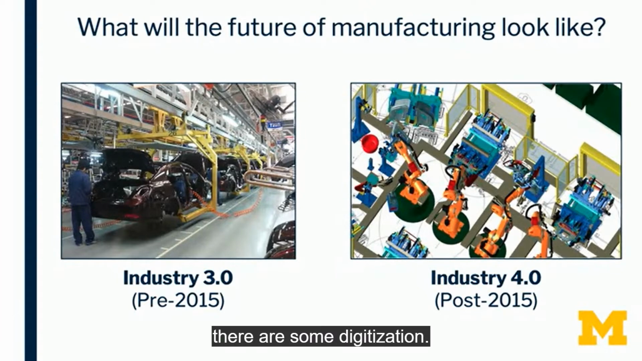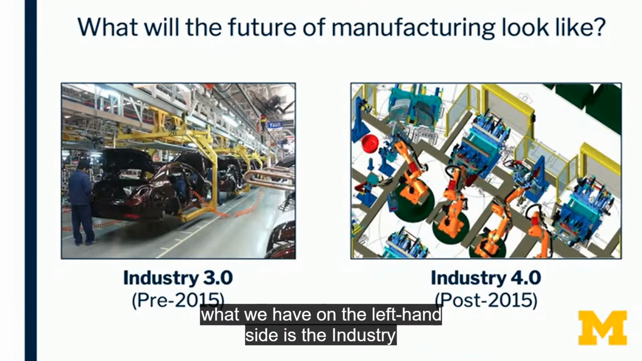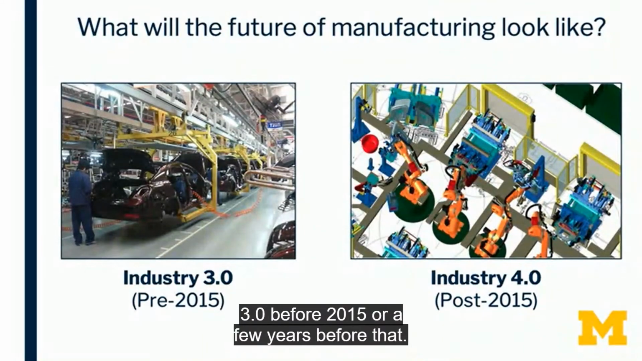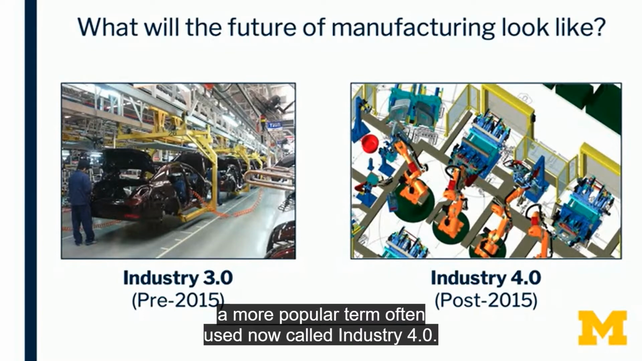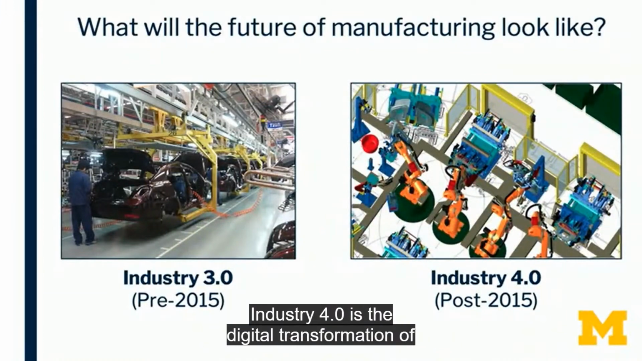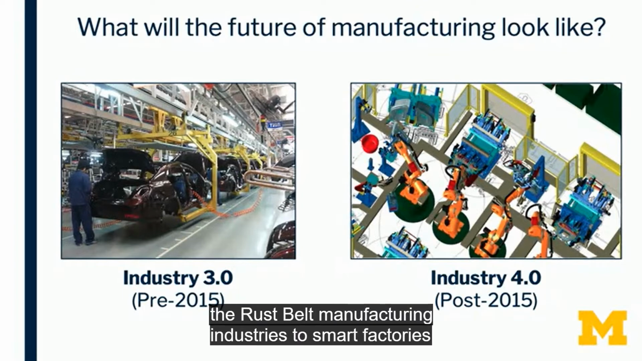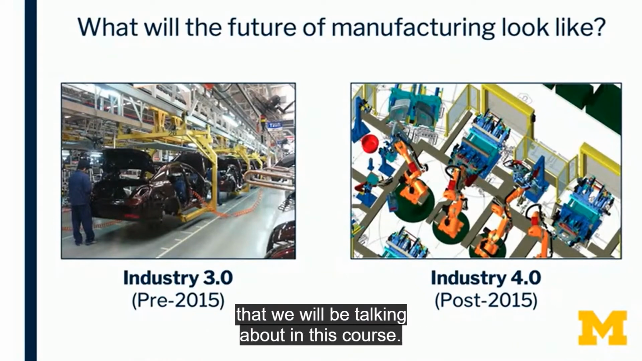And of course, there was some digitization. Now, on this slide, what we have on the left-hand side is Industry 3.0 before 2015 or a few years before that. But what you see on the right-hand side is the more popular term often used now, called Industry 4.0. Industry 4.0 is the digital transformation of the Rust Belt manufacturing industries to smart factories using some of the emerging digital technologies that we will be talking about in this course.